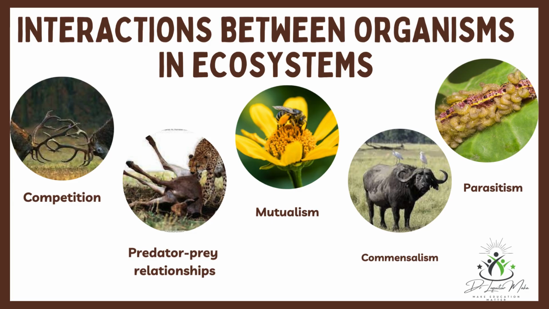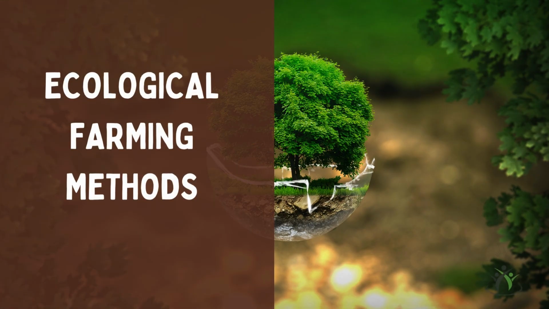So it does not benefit, nor does it get harmed. Then we've got parasitism. With parasitism, only one organism in this relationship benefits, the parasite. They're the only one benefiting, and the other, shame, poor animal, gets harmed. Then I also want us to look at ecological farming methods.